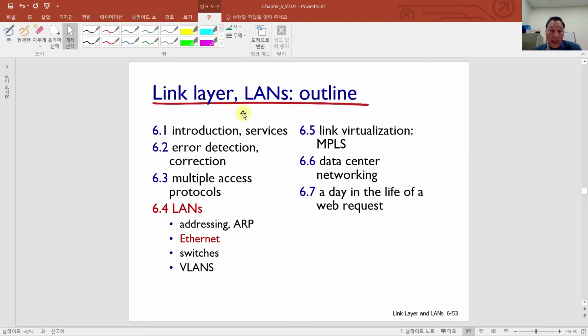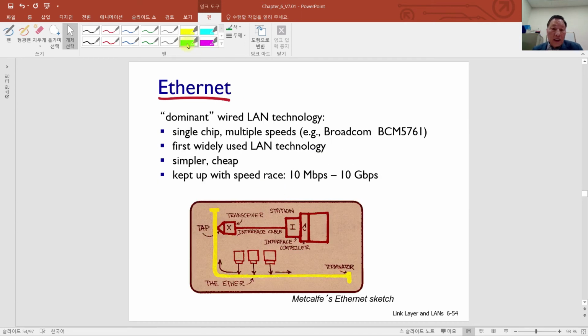Okay, let's move to the next topic in this subchapter 6.4. That is about Ethernet. Okay, this Ethernet, how it was developed and evolved historically. This one is currently the dominant wired LAN technology, the most successful LAN technology. Compared to token ring or token bus, this one is still surviving.